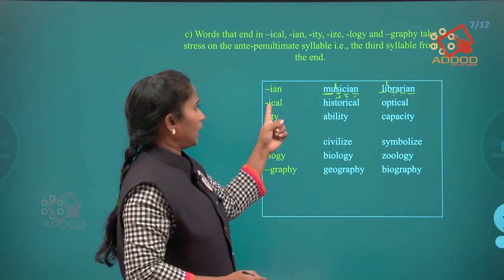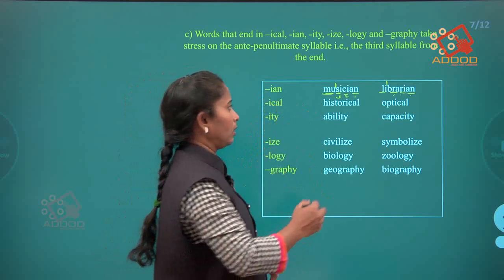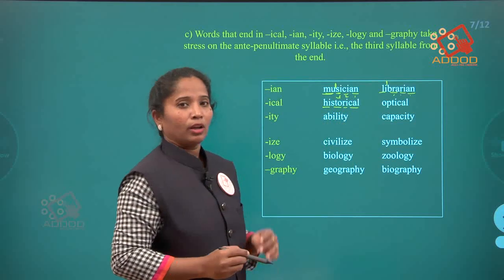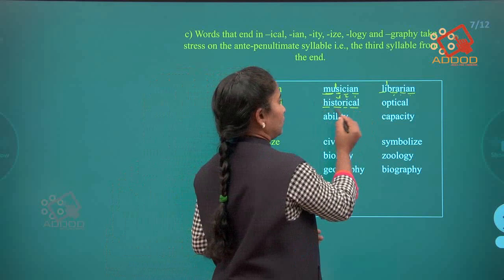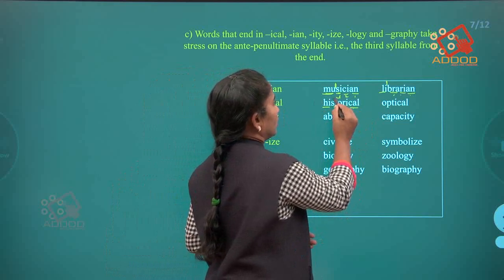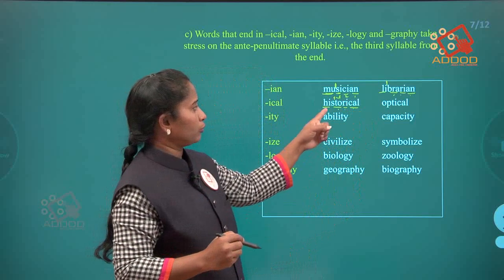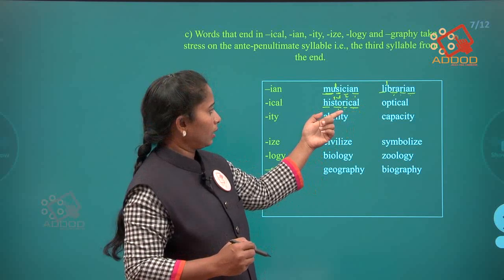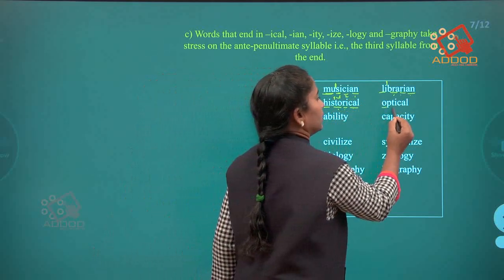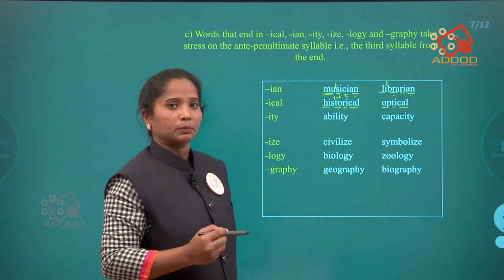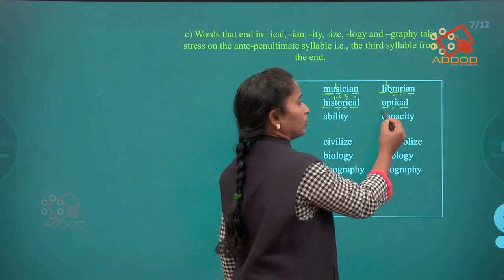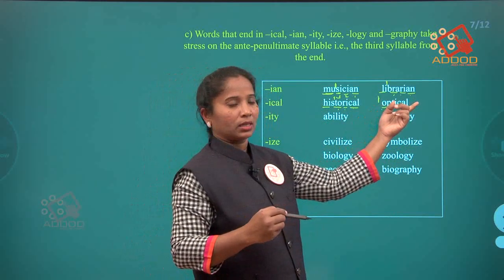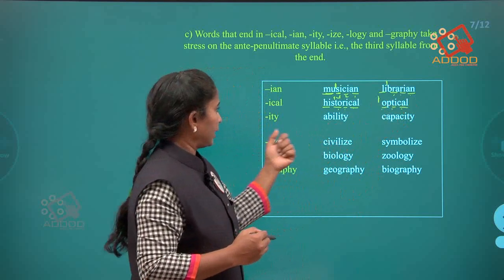Ical. Historical. So how many do you have? 4 syllables again. So on the third syllable. So 1, 2, 3. Okay, you have to stress on the T, in between S and T. Historical. Okay. Next, how many syllables do you have in optical? 3. So where do you have to put this stress mark? Again, check 1, 2, 3. So on the first syllable itself, because it is the third syllable from the end. Okay, it is optical.